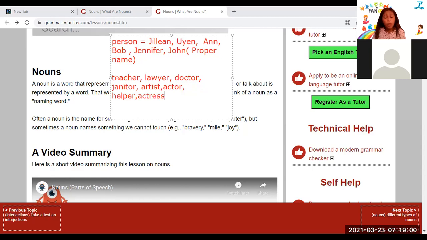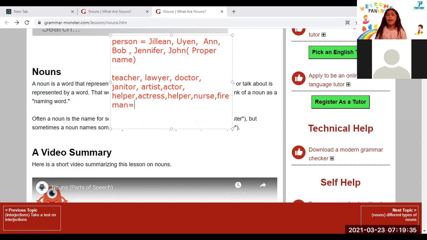They are all persons, they are people. They are all helpers. They help people. Another is a nurse, fireman. All of these, Uyen, are people. They are persons. They are not animals. They are persons.